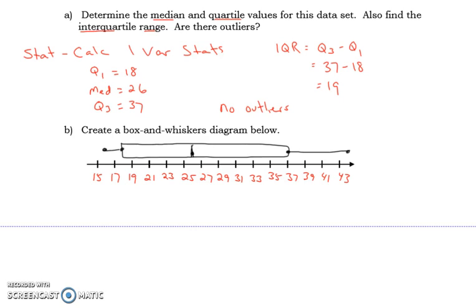Now, if there were an outlier, you would not put the outlier connected to the whisker. You would simply have the outlier on the number line as a data point, and then your whisker would go out to the second highest data value.